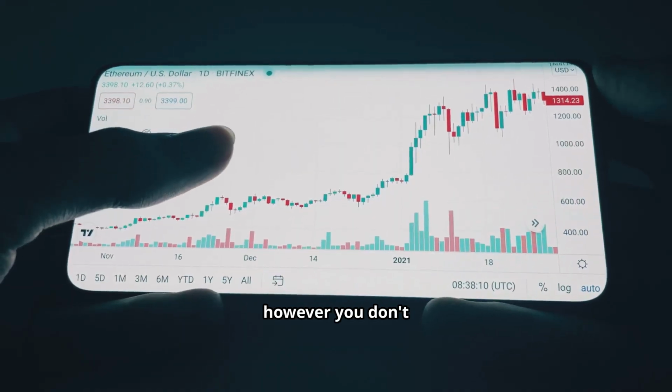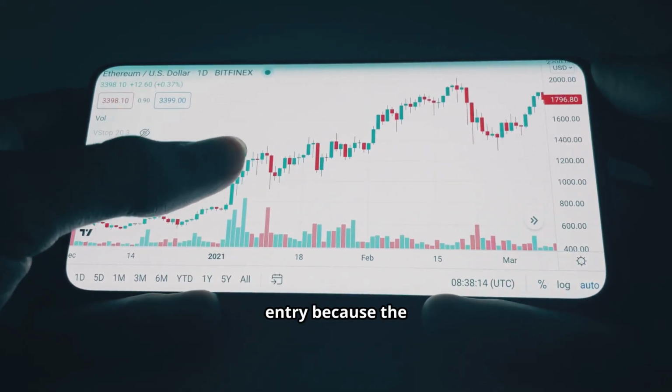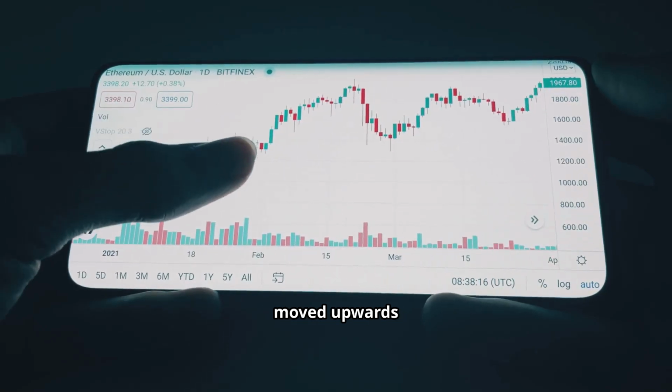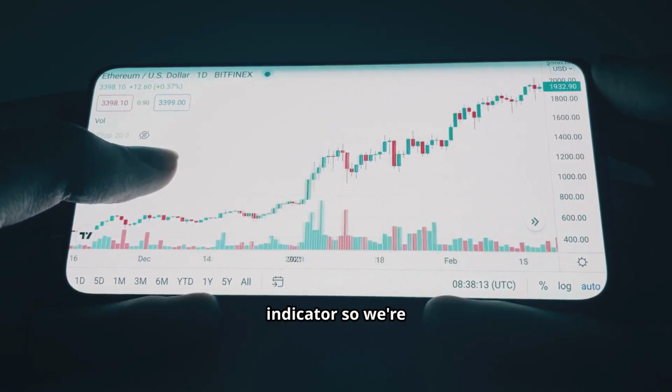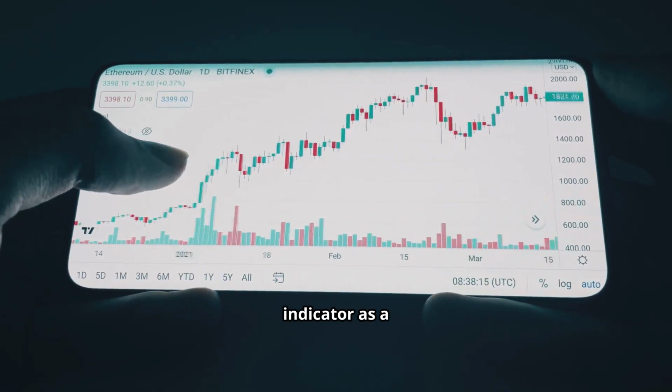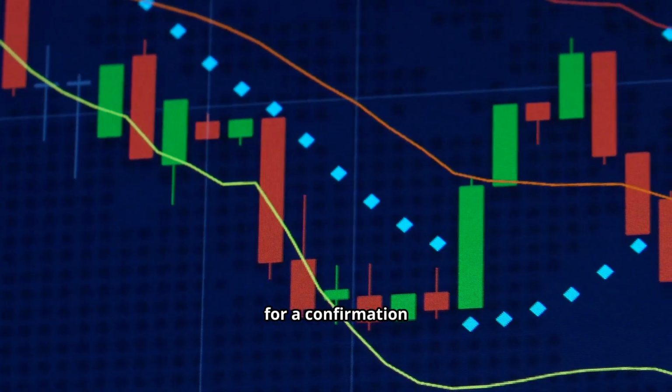Instead, what you do is wait for the price to make a pullback towards the indicator. So we're actually using the indicator as a dynamic support and resistance. Now the next step is waiting for a confirmation signal because we want to make sure that the trend would continue upwards instead of reversing downwards. And so we're looking for an upwards price action at this area.